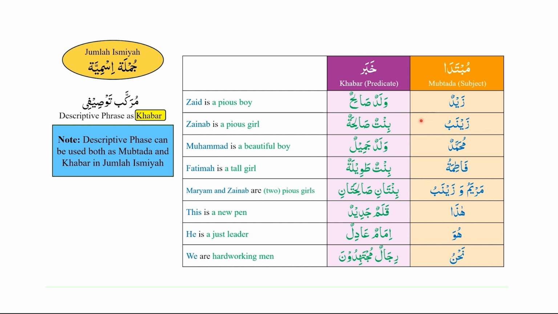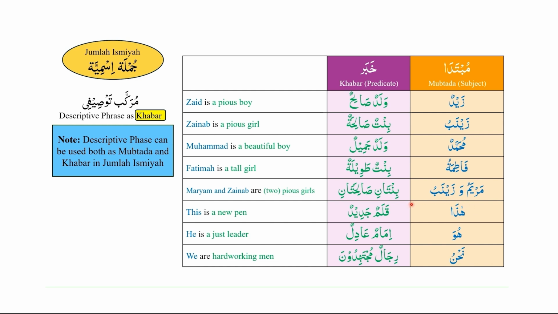Zainabu bintun salihatun. Zainab is a pious girl. Muhammadun waladun jamilun. Muhammad is a beautiful boy. Fatimatu bintun tawilatun. Fatima is a tall girl. Maryamu wa Zainabu bintani salihatani. Maryam and Zainab are pious girls.